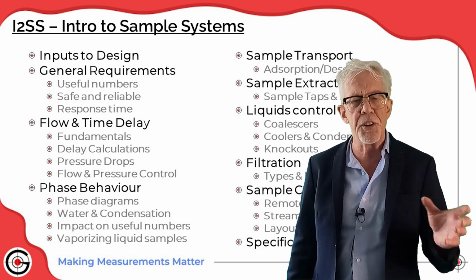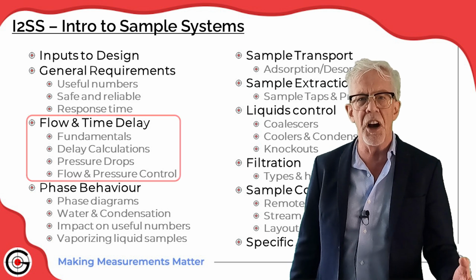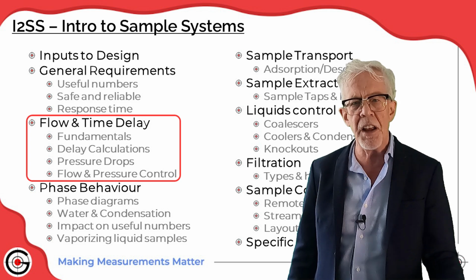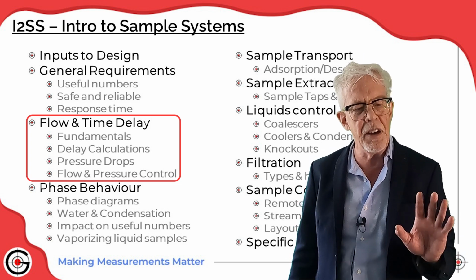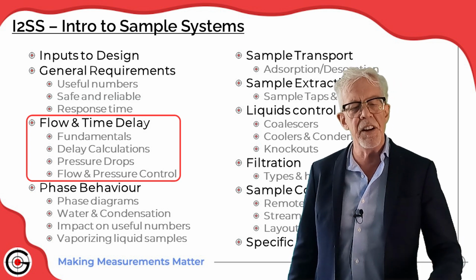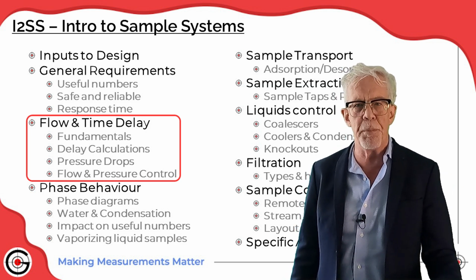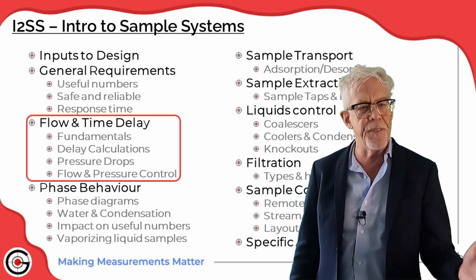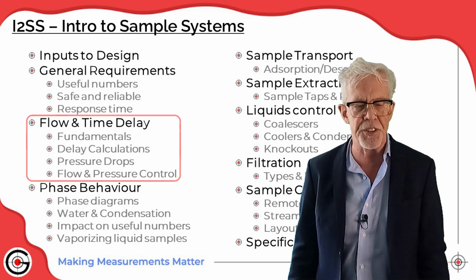Once we've covered the fundamentals, we're going to delve into some subjects more deeply. So we're going to talk about flow and time delays. We'll talk about the fundamentals of time delay and how flow rate affects that, and then go through a number of delay calculations so we can see how we actually estimate time delays in our sample systems. From the time delay numbers and the flow rates we get and the time responses, we'll be able to go into calculating pressure drops and how much pressure drop we're going to see in the sample system. And then we'll talk about flow and pressure and control and how we implement that in our analyzer sample systems.